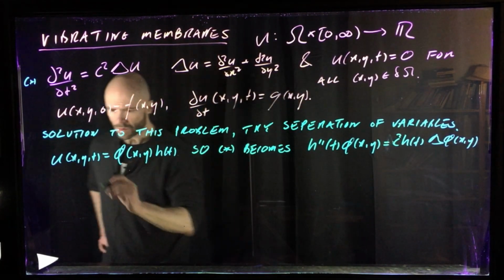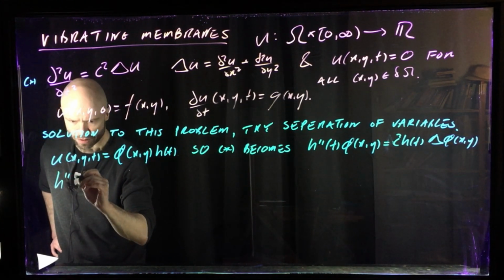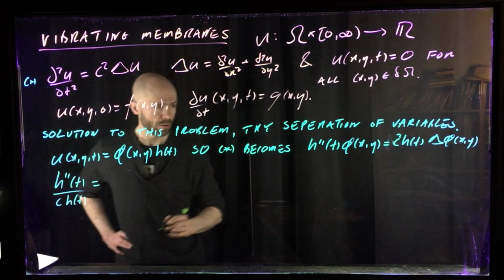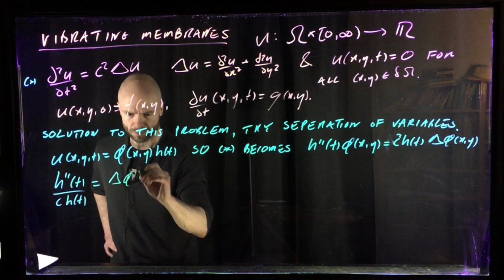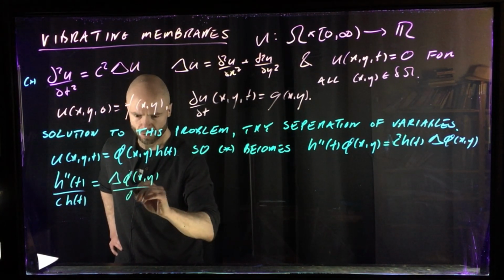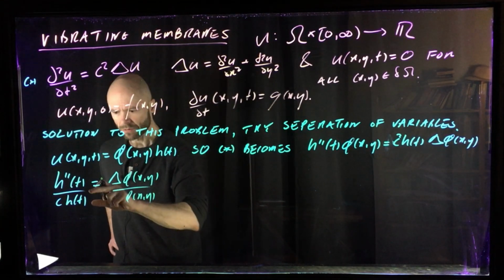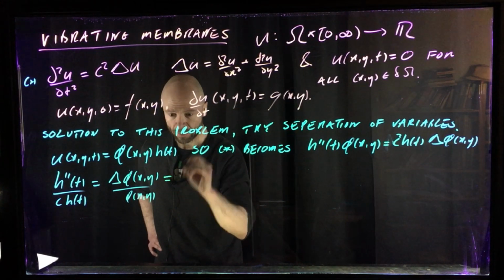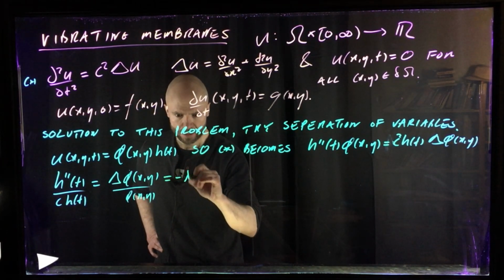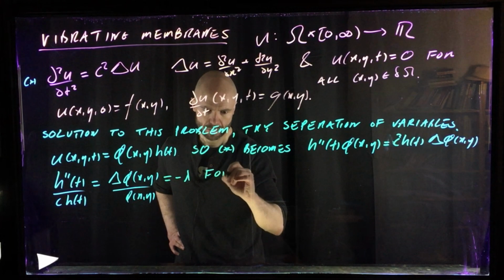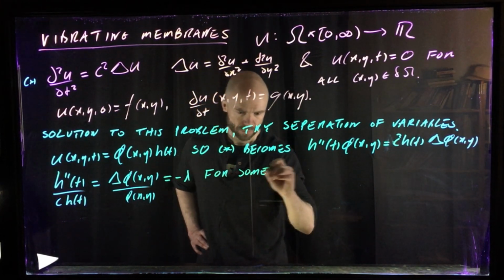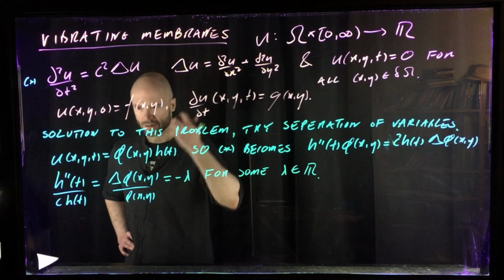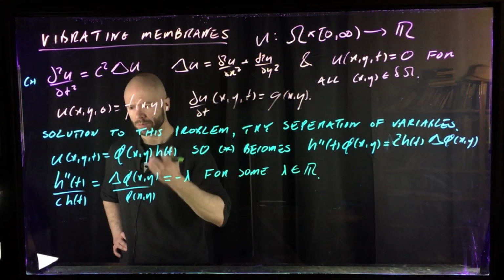So separating things off, h double prime over c squared h of t is equal to Laplacian phi of x, y over phi of x, y. This is a function in t, this is a function in x, y. The only way these things can be equal is if they are equal to some number, which we're going to write as minus lambda. And we're writing minus lambda because we anticipate that lambda will have to be positive.